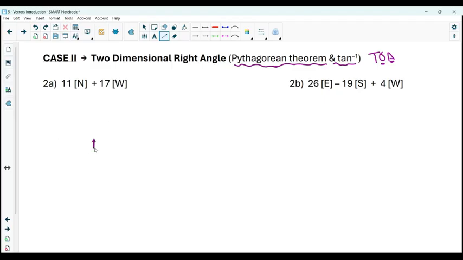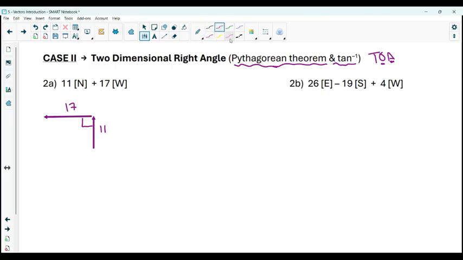So I got, first of all, 11 north. I'm going to draw it just kind of like that. And then I got 17 west. I'll put it in, and it's going to be a little longer than the 11. I'm going to draw it like that. And I think I got pretty close to making this a right angle. Maybe not perfect, but it's just my sketch, right? So I got an 11 north, and then I got a 17 west.